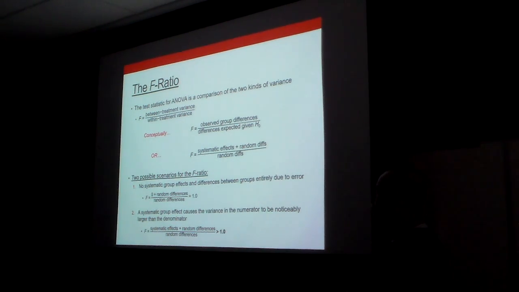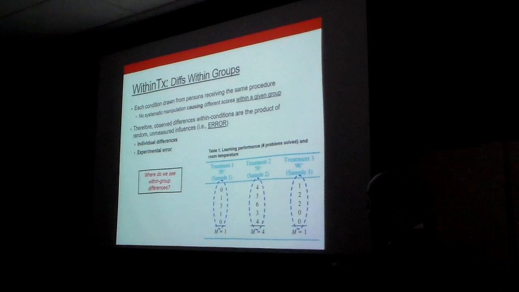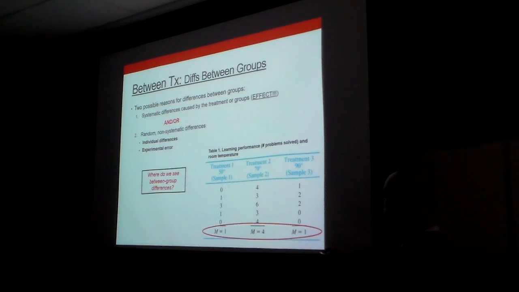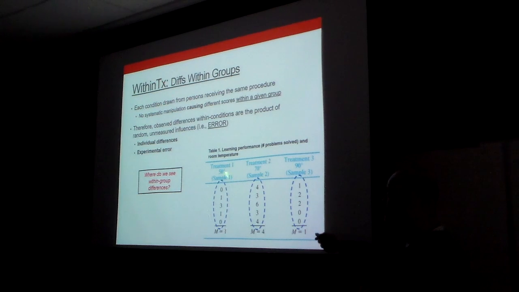Okay? So if I'm just looking at the differences across groups, I can't really tell, just looking at it, how much of it is systematic effects or error. But if I compare that to the differences that I see within groups, where the only reason I'm seeing differences is random variability.